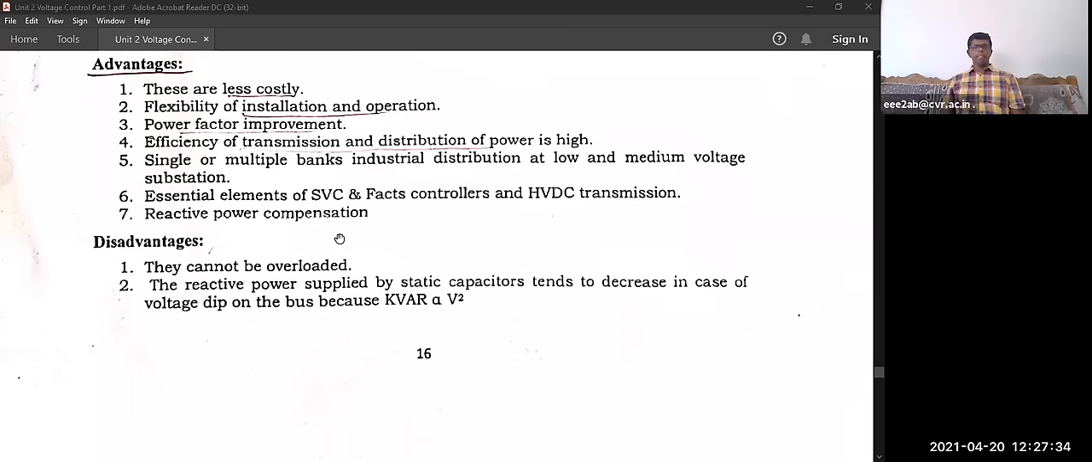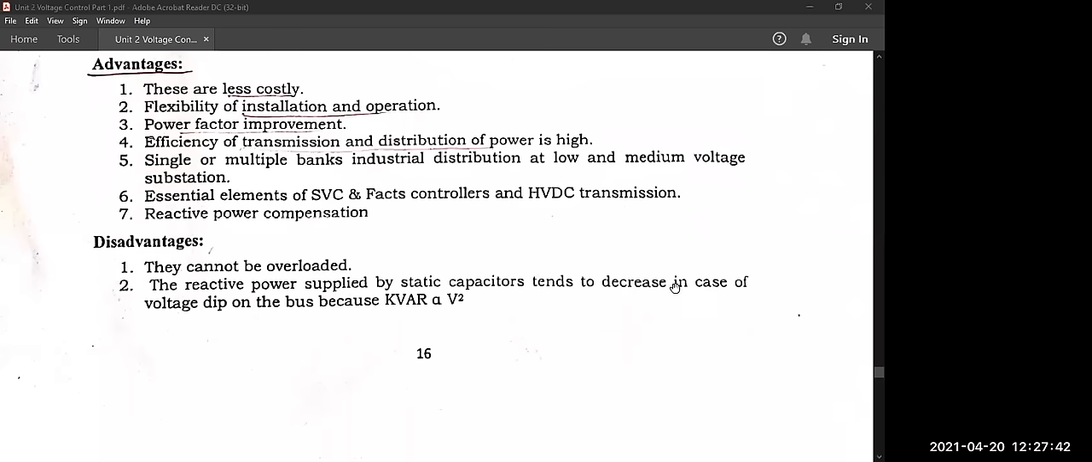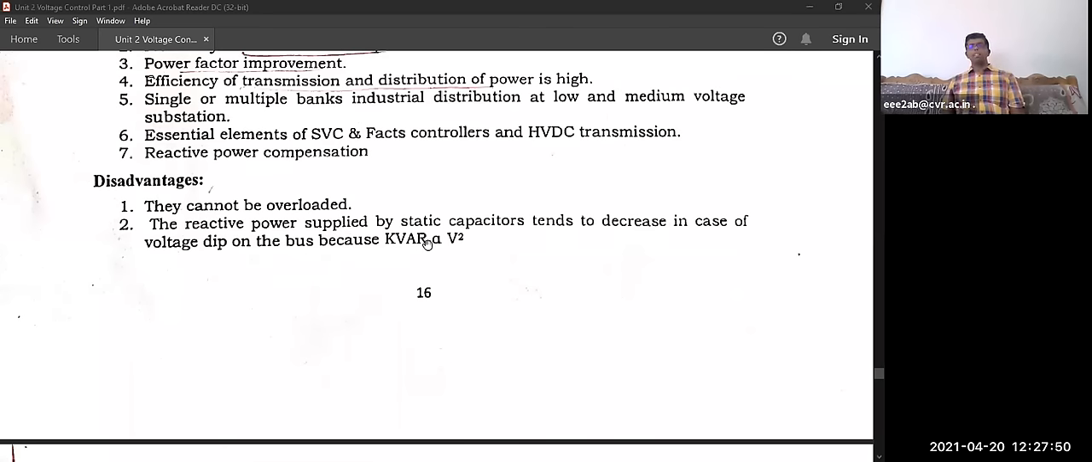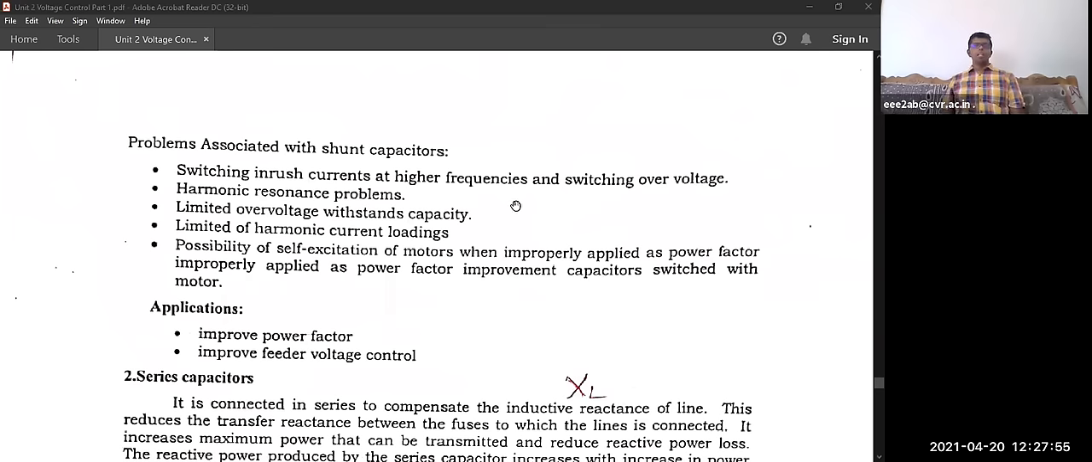And what are the main disadvantages? It cannot be overloaded, and the reactive power supplied by the static capacitors tends to decrease in the case of a voltage dip on the bus, because kVAR is directly proportional to voltage squared. Then what are the problems associated with this shunt capacitor? Switching inrush current at higher frequencies and switching overvoltage. Harmonic resonance problem will be there. Next, limited overvoltage withstand capacity.